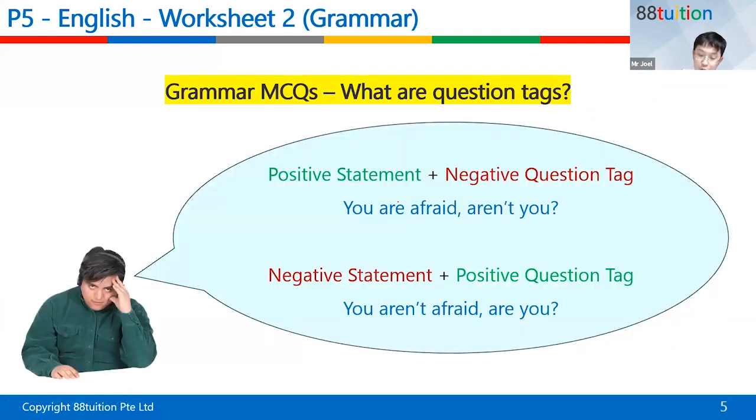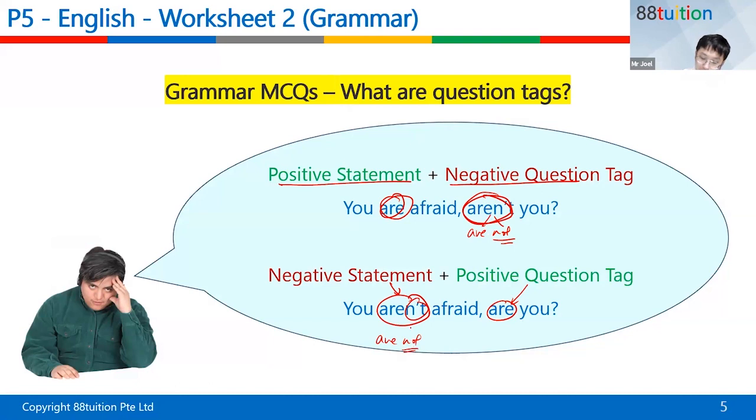So over here, you are afraid, aren't you? Right? So first one is positive because it's are. Second one is negative because it's aren't. Right? We know something is negative because there's a not behind. Aren't means are not, right? So that's negative. Over here, same thing, aren't and then are, right? Are is positive because there's no not there. Then aren't is negative because there's a not there. So this is actually are not. So that's why it's actually negative, right? Okay, so that's what I mean by positive, negative, basically. Quite straightforward.